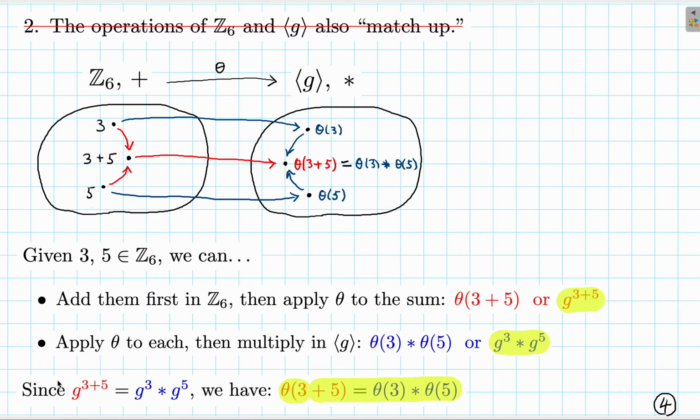And that really captures this notion that addition in Z6 feels like multiplication in bracket G. And so that's the more precise way of saying that the two operations match up.